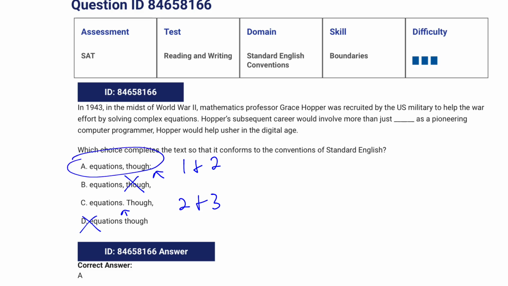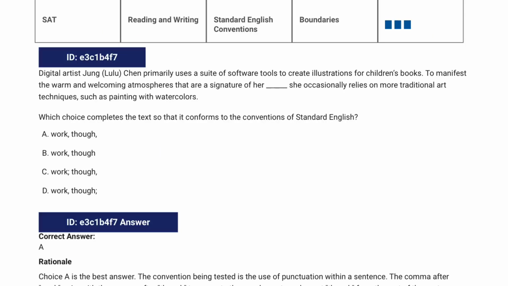In the first sentence, they talk about helping the war effort by solving complex equations. And the second sentence, his career is more than just equations. So it's connecting or transitioning from the first sentence. We choose A. This is the rare case where it's not the semicolon and the comma. Why? Well, let's read it. To manifest the warm and welcoming atmospheres that are a signature of her work, though, she occasionally relies on more traditional art techniques such as painting with watercolors.